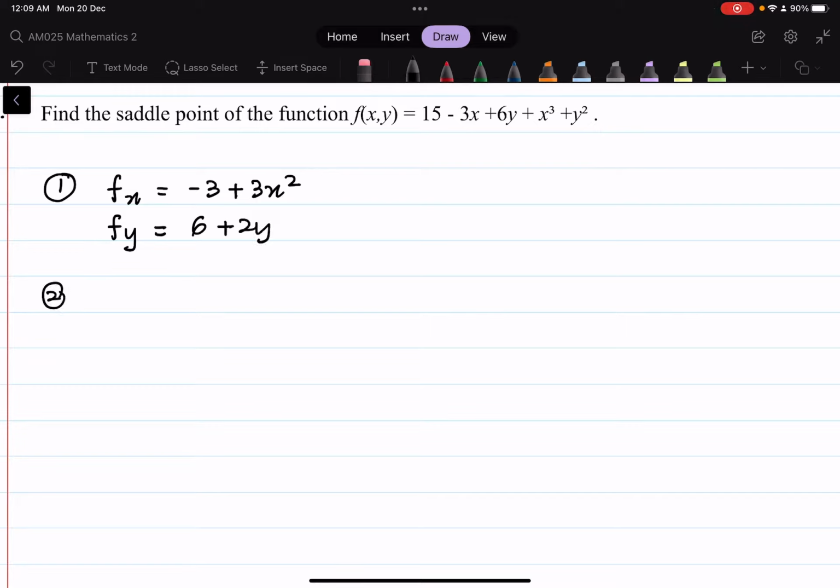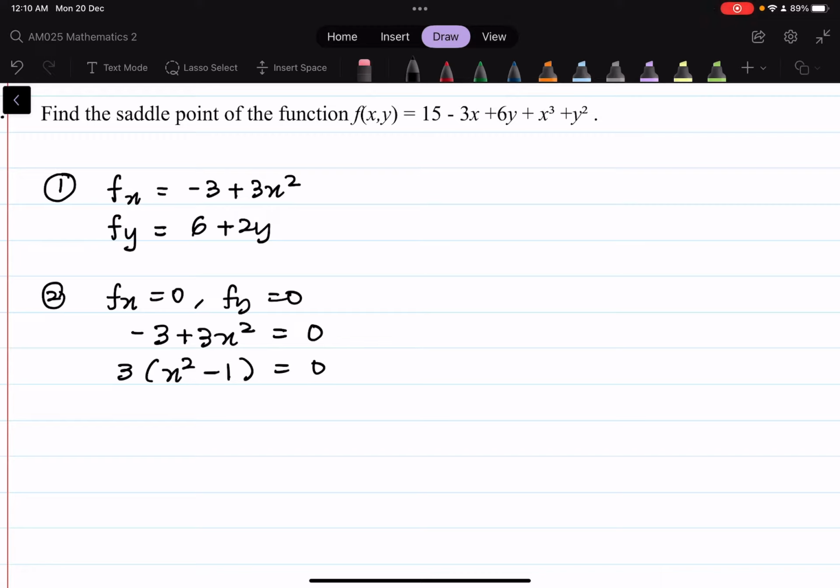The second step, we need to set our f sub x and f sub y equal to 0. So we're going to get negative 3 plus 3x squared equals 0. If we simplify, we're going to get 3 times (x squared minus 1) equals 0. So (x plus 1)(x minus 1) equals 0, and our x equals negative 1 and x equals positive 1.